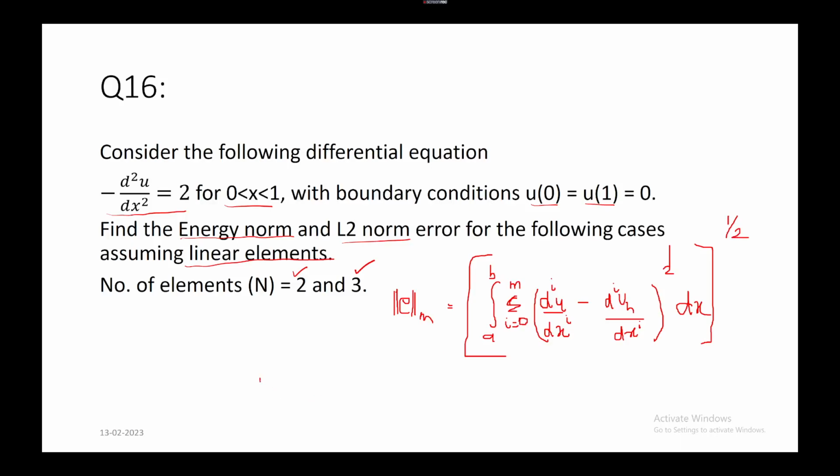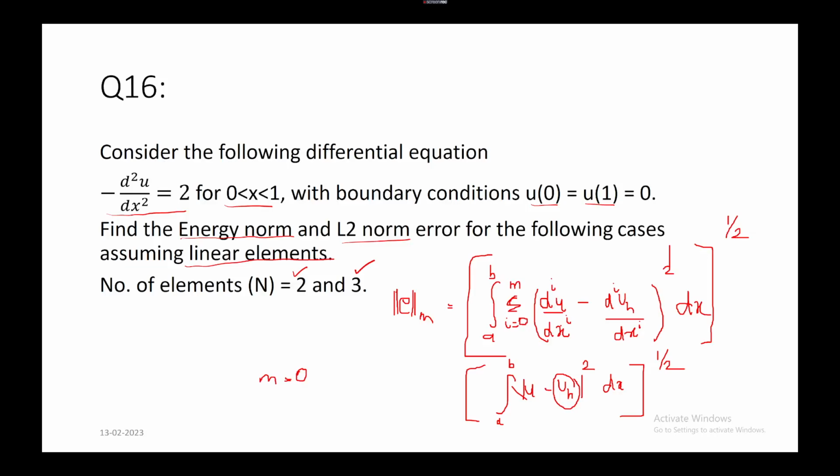So the L2 norm is nothing but, if you put m equal to 0, you get the L2 norm, which is the integral from A to B of (u minus uh) whole square dx, the whole power half. So these are the energy norm and the L2 norm. For finding the energy norm and L2 norm, first we need to solve for what uh and u are, and then substitute in this and we are going to get the expression.